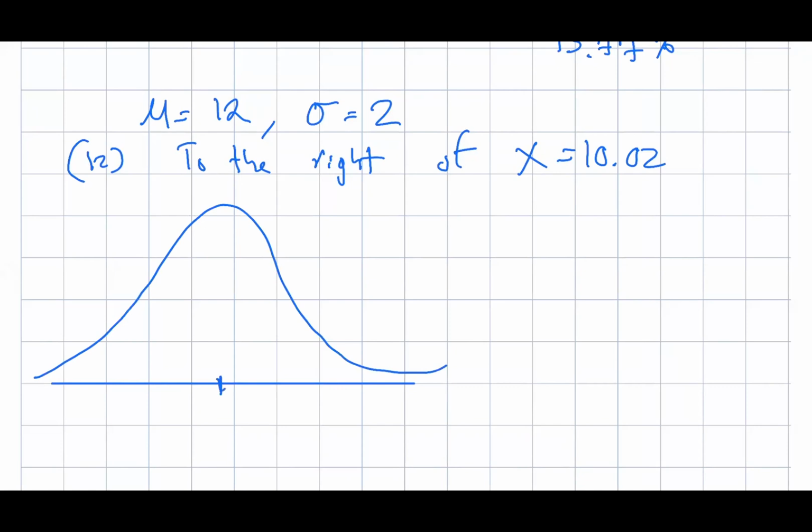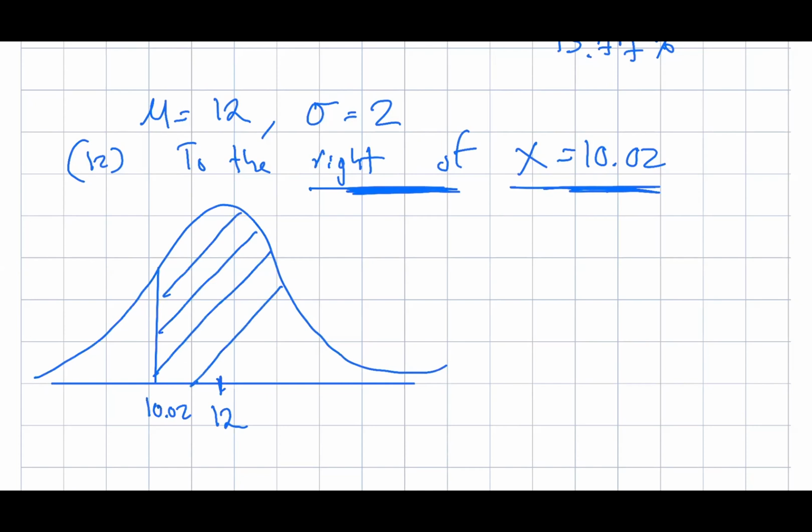So it says mu is equal to 12. It's telling us x is equal to 10.02, and it's saying to the right. So to the right means this side. So for this one, since they're asking us to find the probability, you want to use the normal distribution.